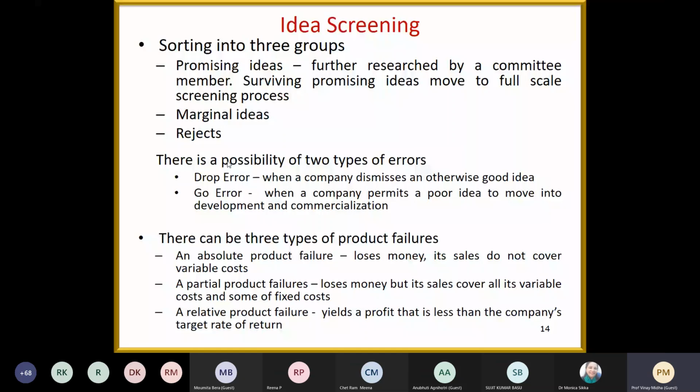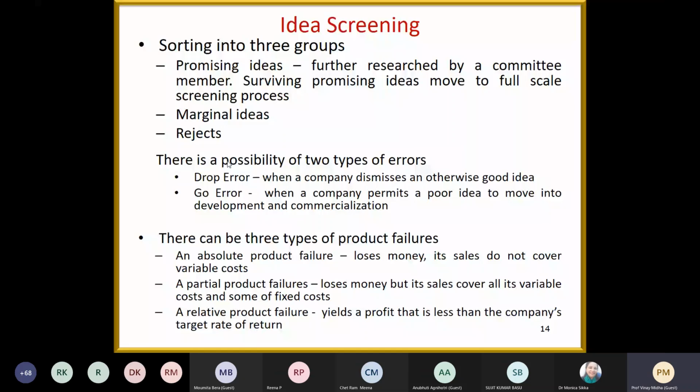So when we talk about the failures of the product ideas or the product designs, there can be three types of failures which companies normally consider. First is an absolute product failure. Absolute product failure means that it will lose your money. You will go to the commercialization stage, but you will lose money and its sales will not be able to cover the variable expenses, not to talk about the fixed expenses. Even the variable expenses which are used for making these products are not being covered. So you lose money in this particular business.